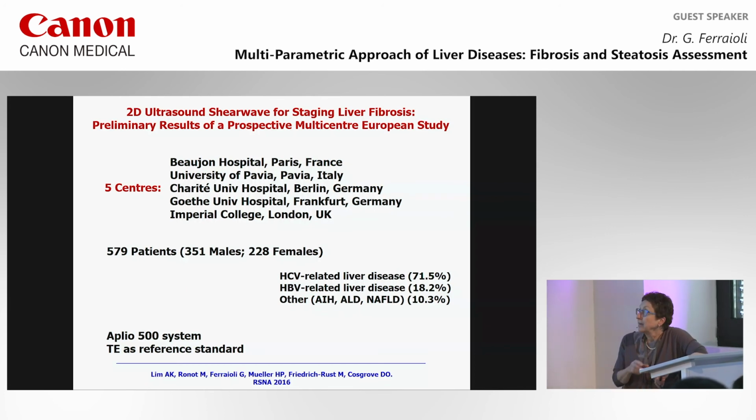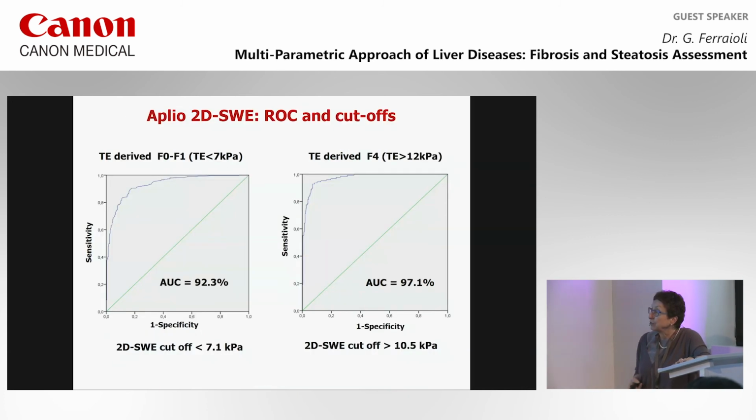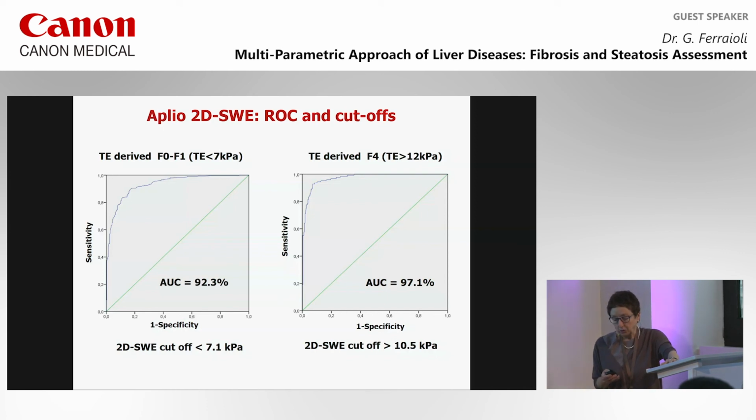The accuracy study has been tested also in a multi-center study. I hope that the study is available soon, is published soon. And again, we used the Canon system and transient elastography as in the pilot study. The majority of patients were patients with chronic hepatitis C, 2/3 of patients had chronic hepatitis C. It was confirmed a high accuracy of the technique in staging liver fibrosis.